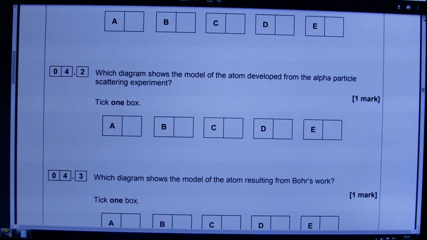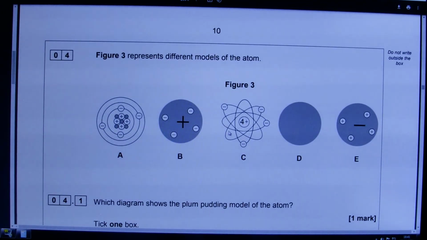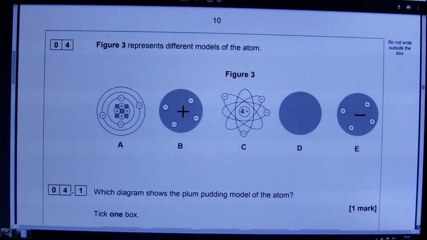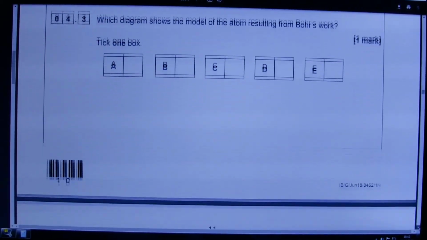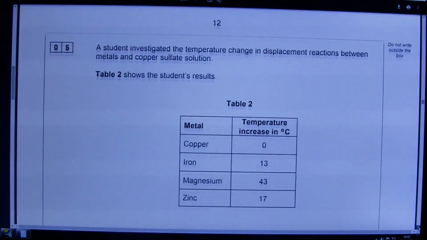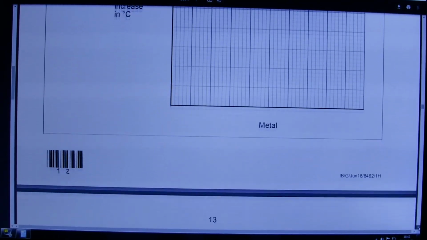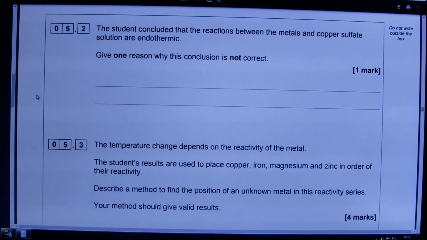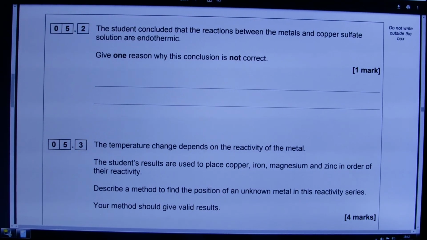Yeah. We have BCA: plum pudding, alpha particle collision, Mr Bohr. Yada yada, Chadwick's work, that was obvious. Bar charts are boring. One reason why the conclusion is not correct is because the temperature went up, not down. Right, yes.